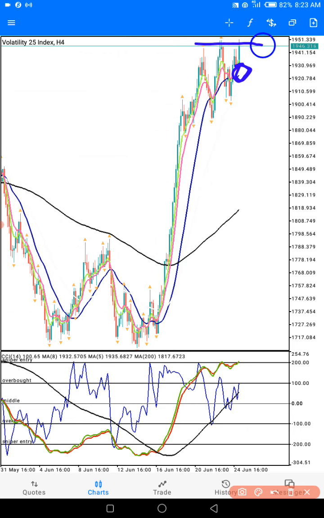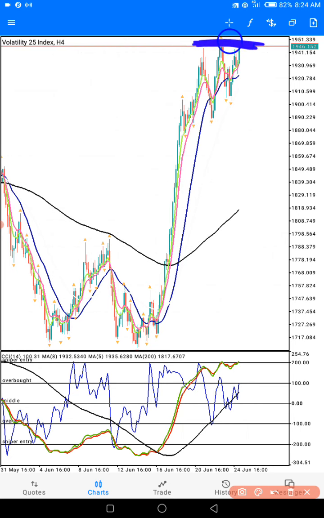Currently, we are on a resistance zone, and there might be a change of direction, so watch out, guys. You don't have to trade in such a situation on volatility 25. Look at it from the higher time frame. You don't have to trade on such an occasion because we're already experiencing a resistance in this zone.